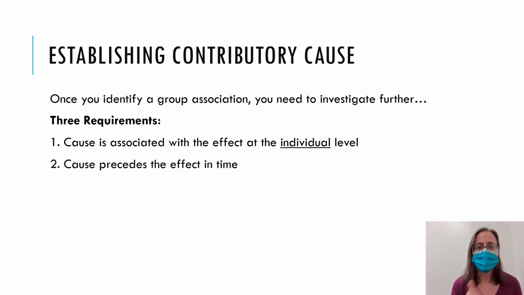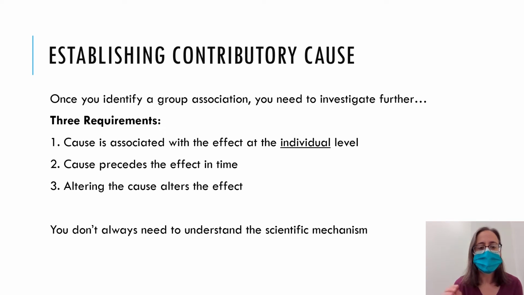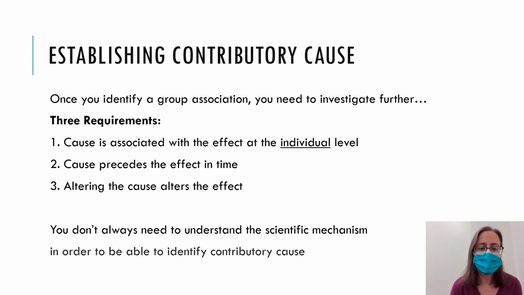We also want to make sure that the cause precedes the effect, right? That it came beforehand. And we want to know if altering the potential cause ends up altering the effect, right? Or the potential disease condition. So these are the 3 questions we're going to seek to answer, and we're going to do that using some research studies. What's kind of cool is that you don't always need to understand the exact scientific mechanism of how the cause results in the effect in order to identify the cause and often develop some effective interventions.